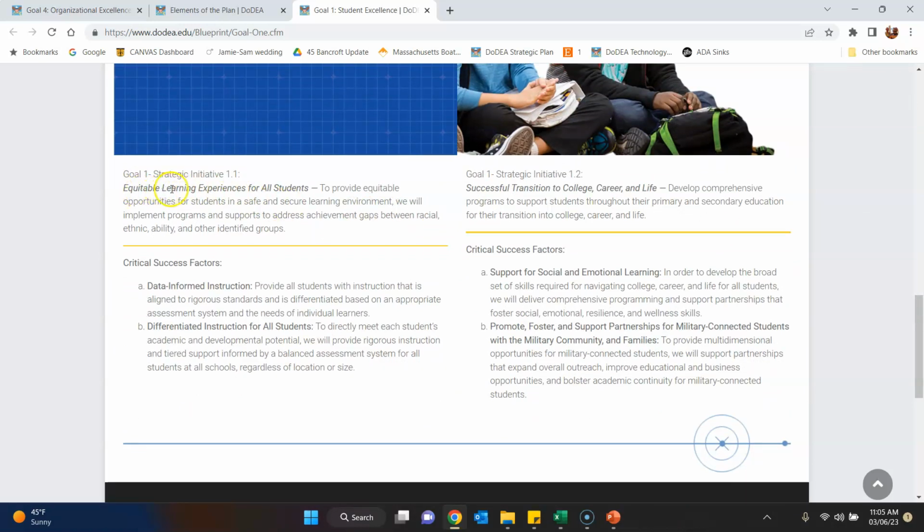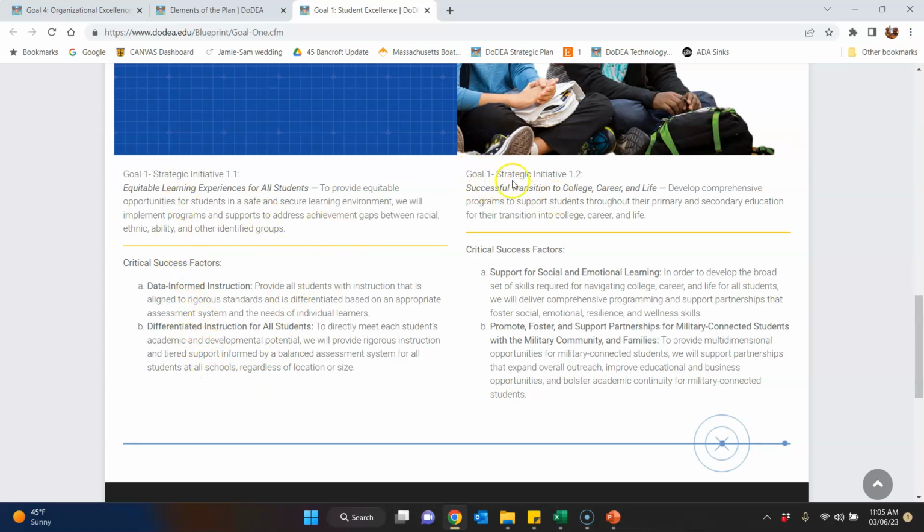Strategic Initiative 1 is about equitable learning experiences, and that requires technology equitably and in a lot of different areas. So the critical success factors here are data-informed instruction and differentiated instruction for all students. So those would be the two main projects that you might be working on in this area.